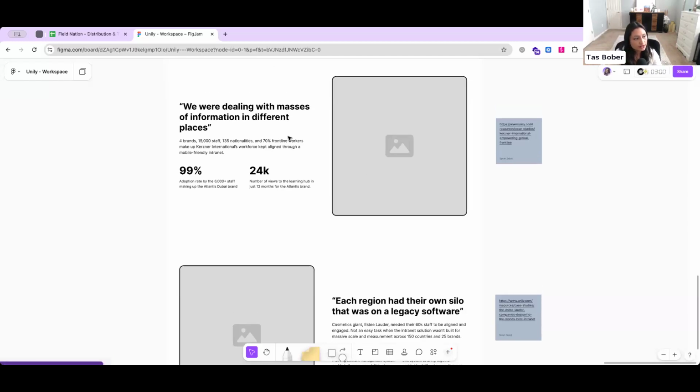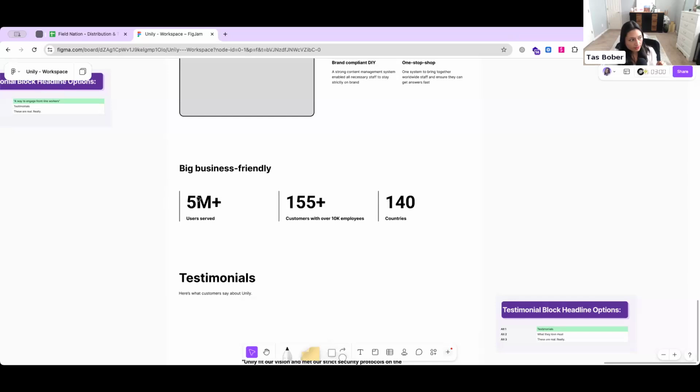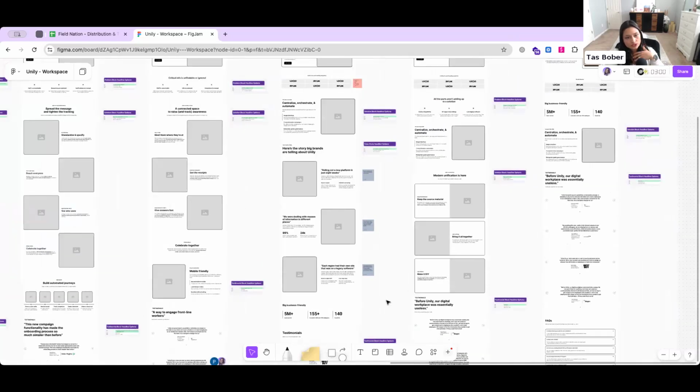Because then what happens? Say you get this page done, your ad can literally say something like, we were dealing with masses of information, or 99% adoption rate by 6,000 staff. And then when you come to this page, that stat exists here and you're still keeping that relevancy piece going, right? Instead of sitting here racking your brain for ad ideas, you just put all your energy into the landing page and the ads kind of write themselves. 24K number of views, brand compliant DIY, 5 million users, so whatever you want to do, right? You can even do one of these quotes in the ads. It makes everything else downstream a lot easier.